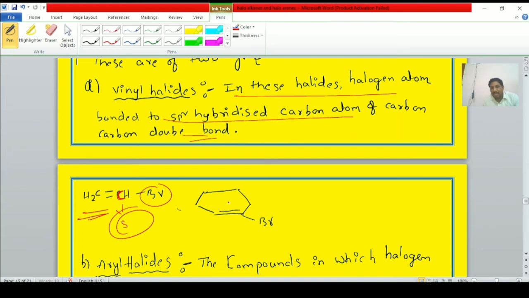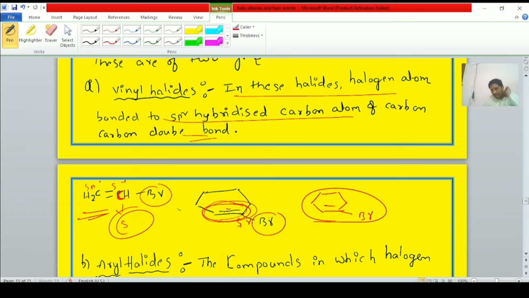Similarly, we are discussing one cyclic example. All the double bonded carbons are called sp2 carbons. Here these two carbons are sp2 carbons, and bromine is attached to an sp2 carbon. Both are the same, but one is an acyclic sp2 hybridized carbon and the other is a cyclic sp2 hybridized carbon. Even though it is a cyclic compound, it is also known as a vinylic halide. Clear? In the examination they will ask, which of the following is a vinylic halide? At that time this will be useful.